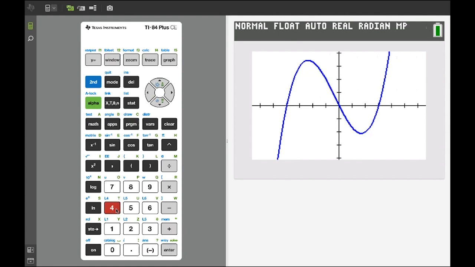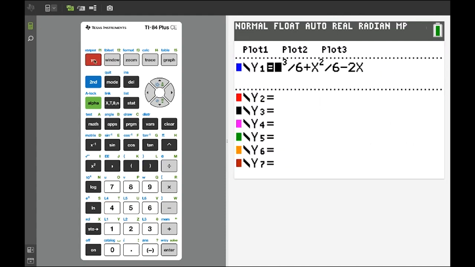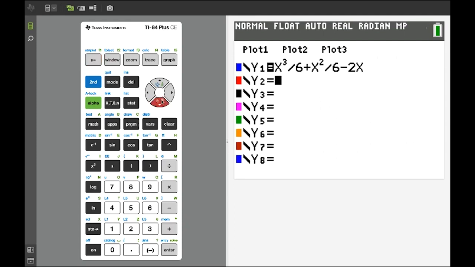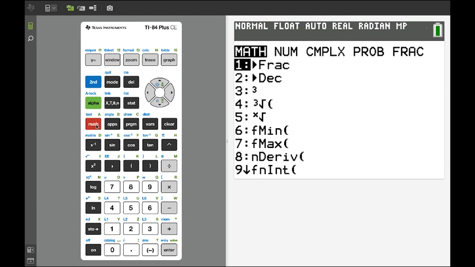Here I have the graph of a cubic. What I want to do is use the nDeriv function on TI-84 to analyze its behavior. We're going to graph both of them together. I've gone to the y equals menu where you can see the equation for our cubic, and in the y2 we're going to enter the derivative of y1.